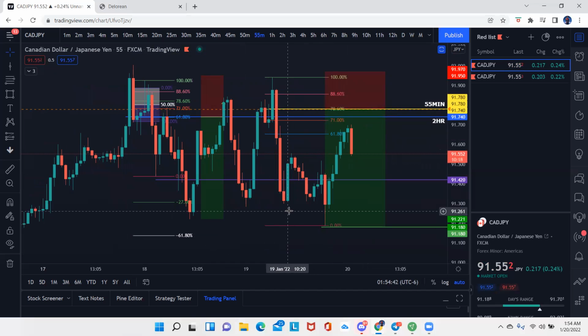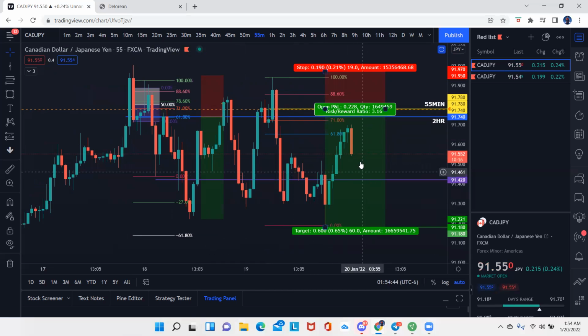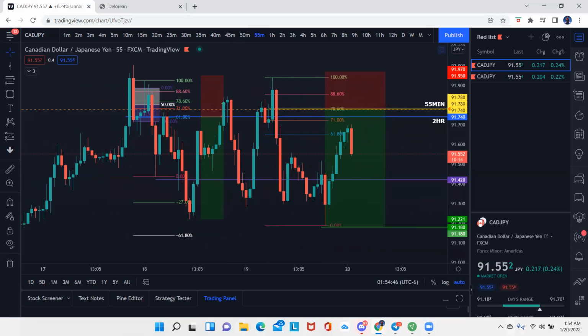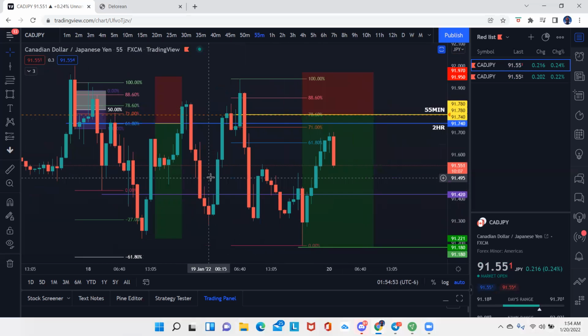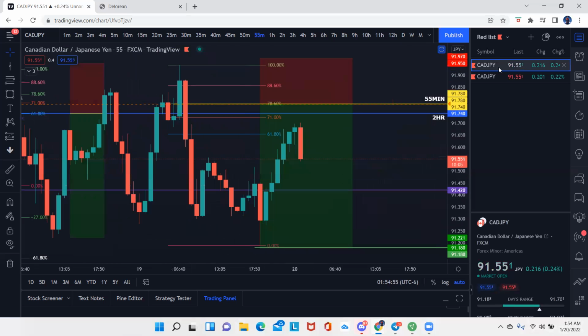So if it breaks this, obviously I'm going to delete it, or if it just consolidates and the session ends. But the London session is literally about to start in 6 minutes, so the market really hasn't even started pumping a lot of liquidity yet. This could still be something that happens throughout New York. So we'll just leave this here, but hopefully it doesn't just reject without us.